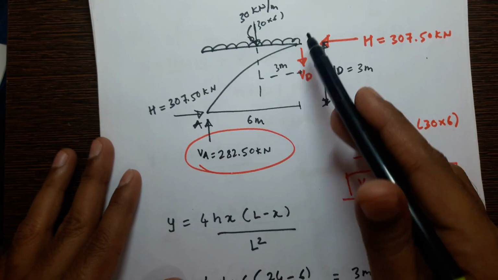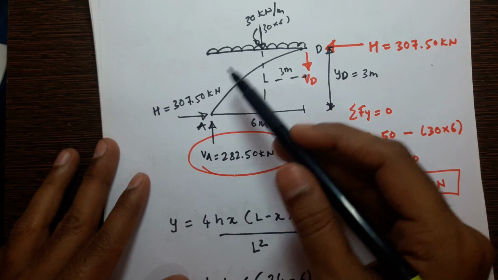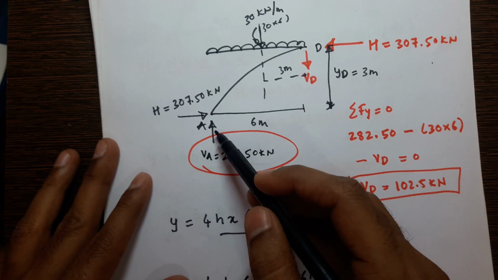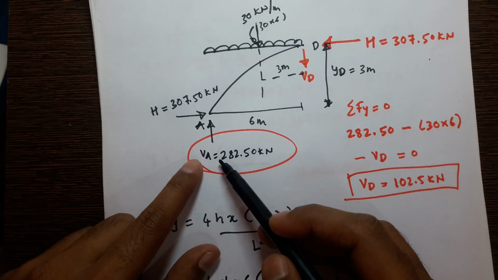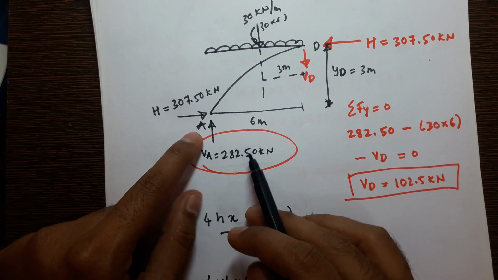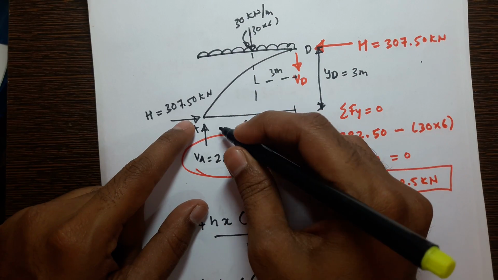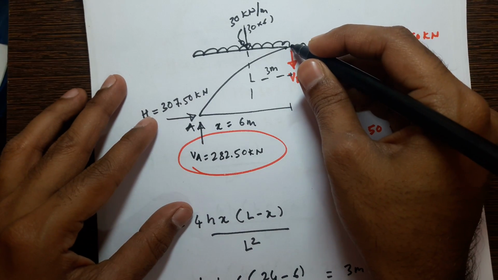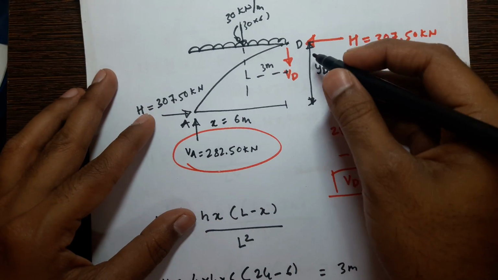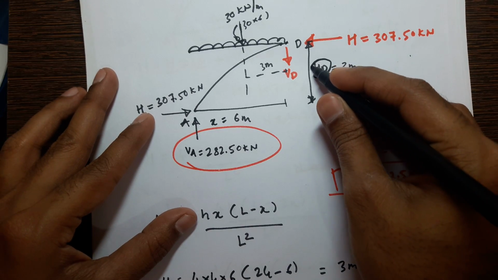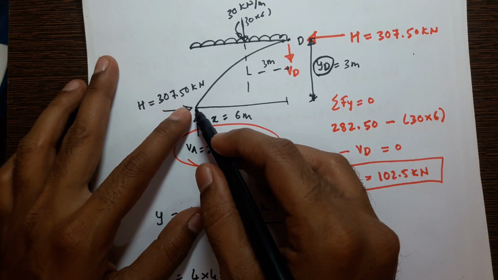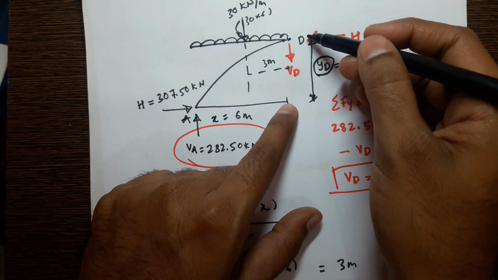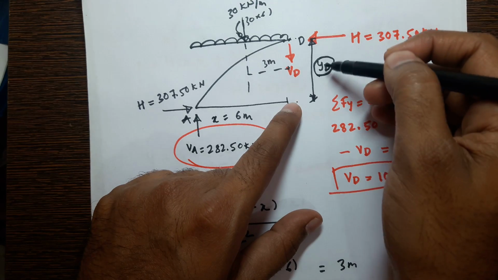Now see here, for that I have taken a free body diagram of A to D. Here you have to show the reactions VA and H at A, and this x is 6 meter. Now we have to calculate moment at this point. So this vertical distance I will take as YD, the vertical distance, and the horizontal distance of D is x meter, and the vertical distance from here to here is YD.